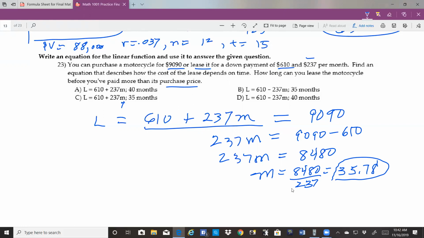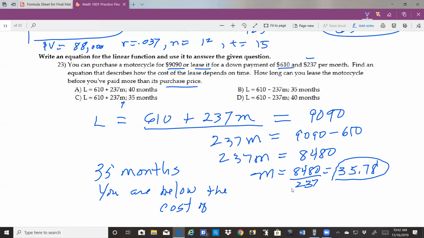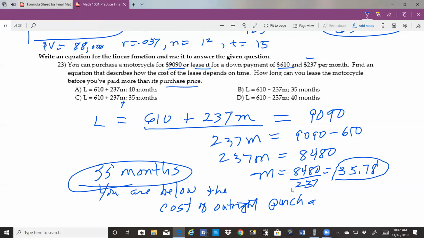So at 35 months, you are below the cost of outright purchase. So at 36 months you're above. So the answer to the question is the one with 35 months. So the answer is C.